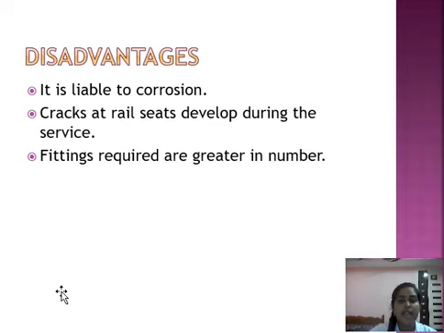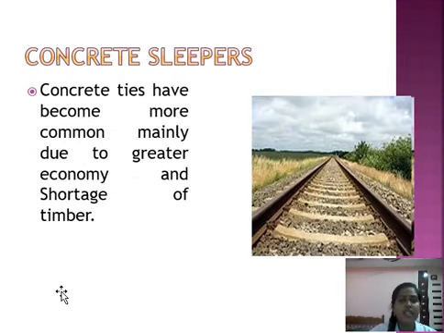Disadvantages: it is liable to corrosion, it cracks at rail seats developed during the service, and the fittings are greater in number. These are the disadvantages of steel sleepers. Next type is concrete sleeper. These concrete ties have become more common mainly due to greater economy and shortage of timber.